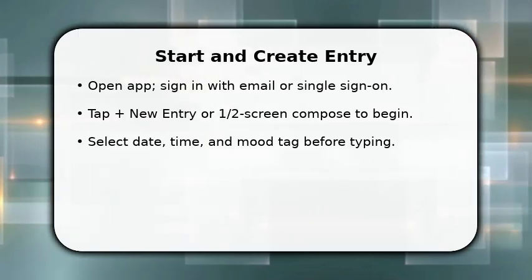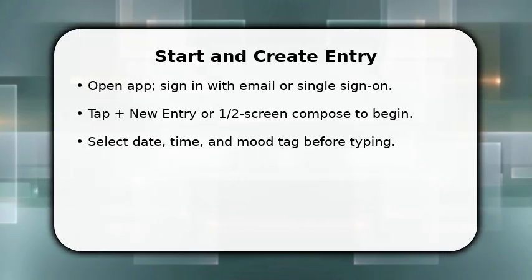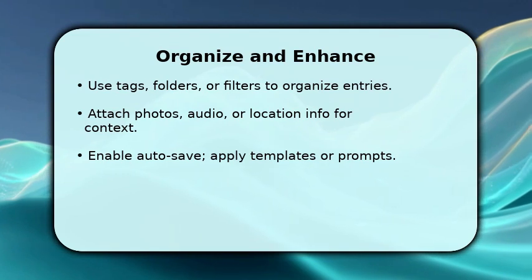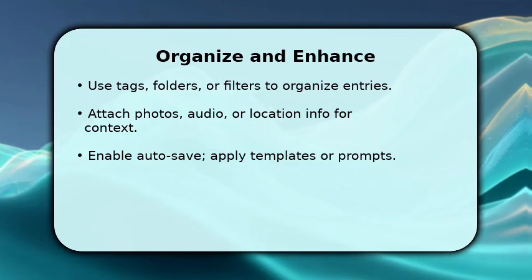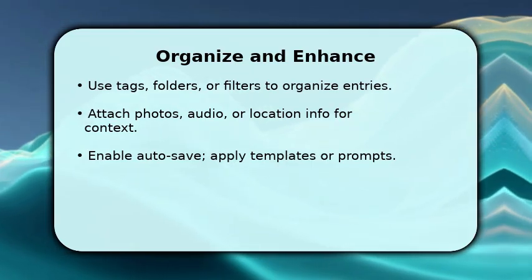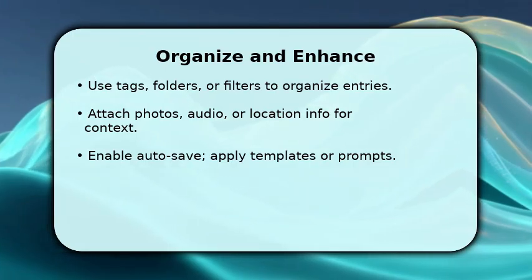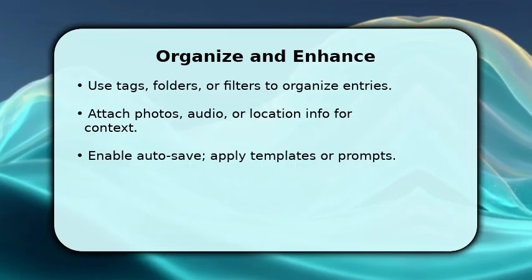Start typing a short title, then flesh out the body with 2-3 brief reflections so the habit sticks. Once you have entries, organize them using tags, folders, or built-in filters so retrieval is fast. You should attach photos or a short voice note for richer context. Location stamps help recreate moments. Use templates or daily prompts to speed writing and ensure consistency.